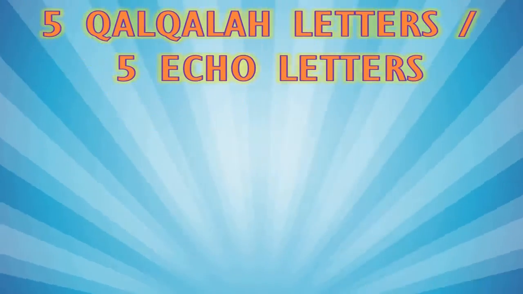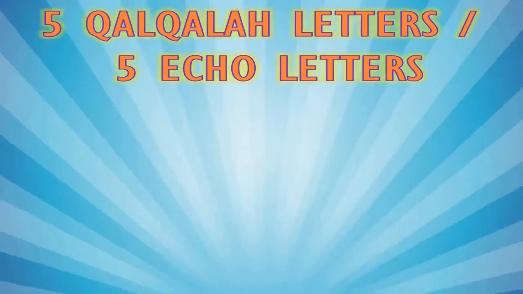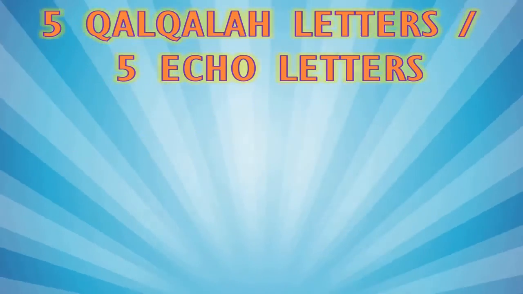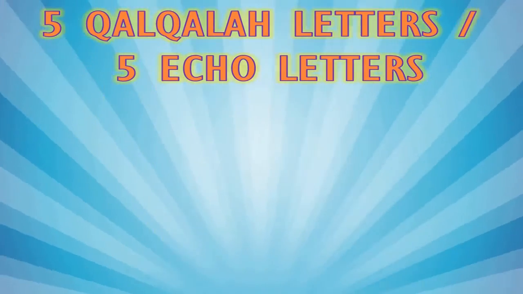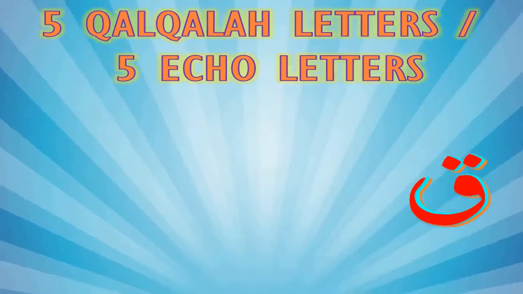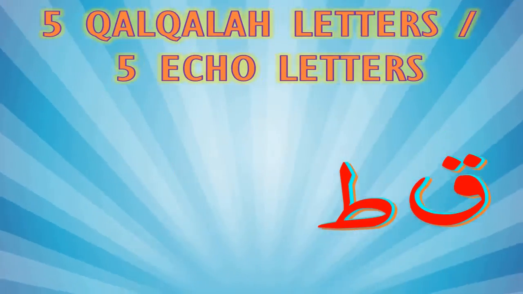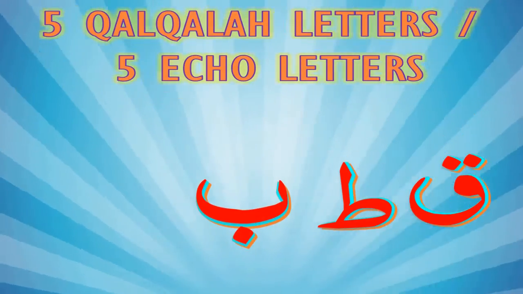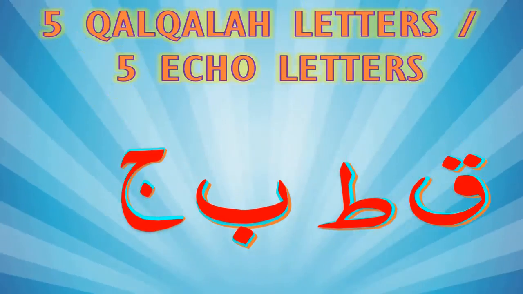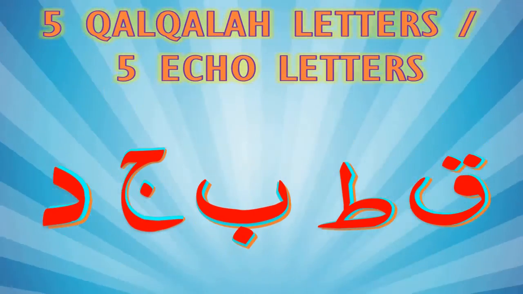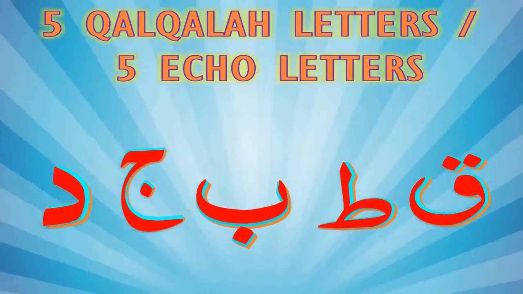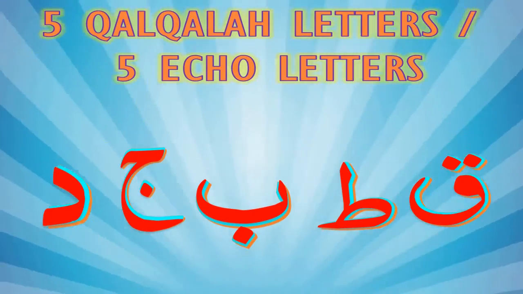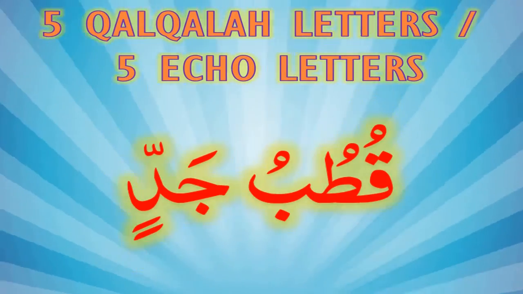The last group of letters are called Qalqalah. There are 5 letters in Qalqalah. They are Qaf, Ta, Ba, Jim, Dal. The easiest way to remember these letters is by memorizing this phrase, Qutubu Jaddin.